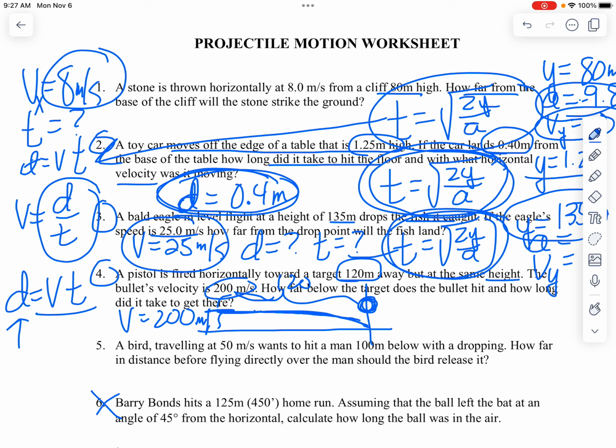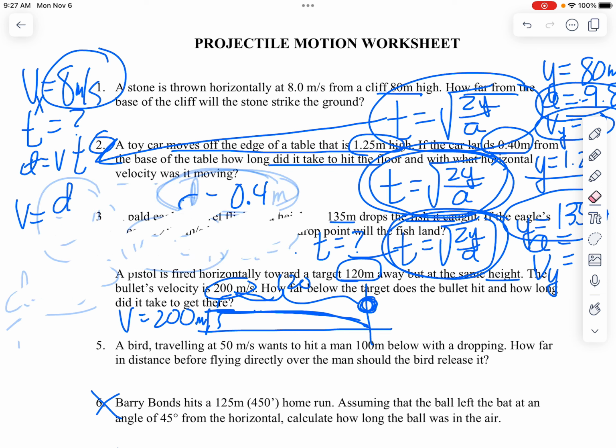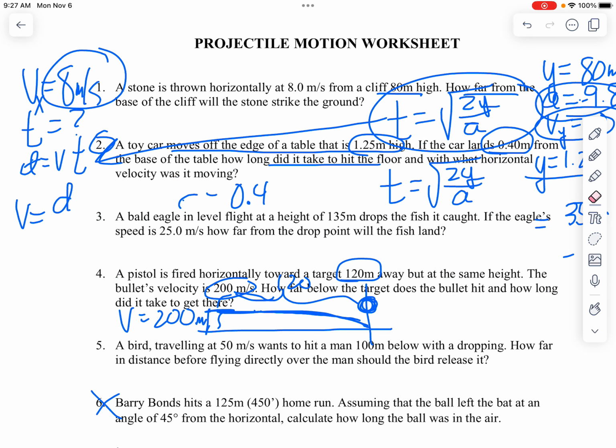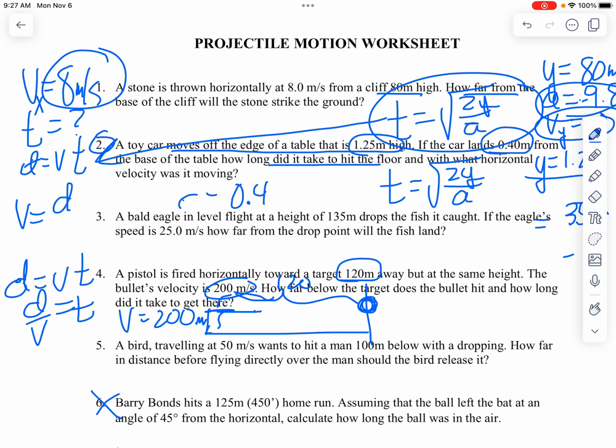You can find the time from the x component. So this time we're going to use the x component to find the time. Just think about what you're given. You are given, in this case, the initial velocity and the distance that it travels horizontally. It travels 120 meters horizontally. So from that, I know that distance is equal to velocity times time, so time is equal to distance divided by velocity. You're going to take the distance, 120, divided by the velocity, 200, and that will give you the time. You now have the time.